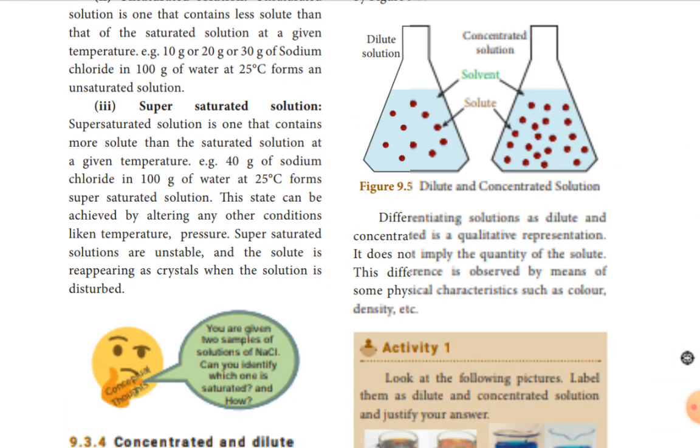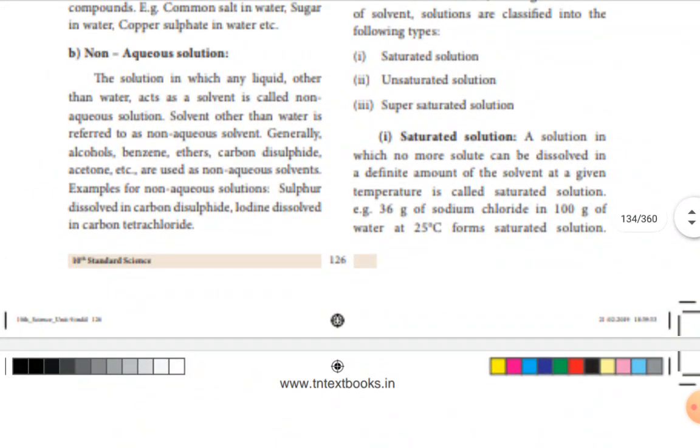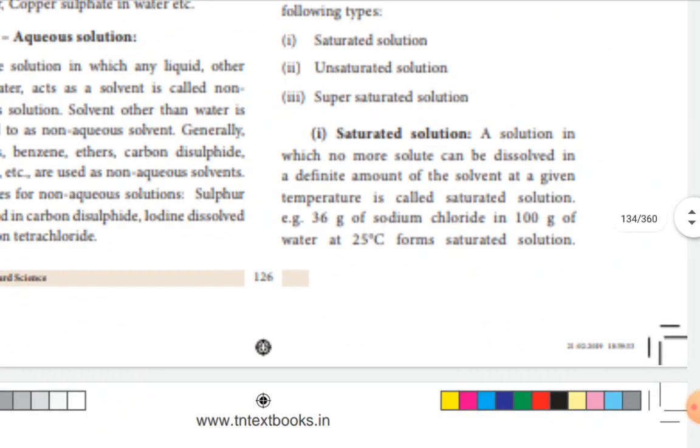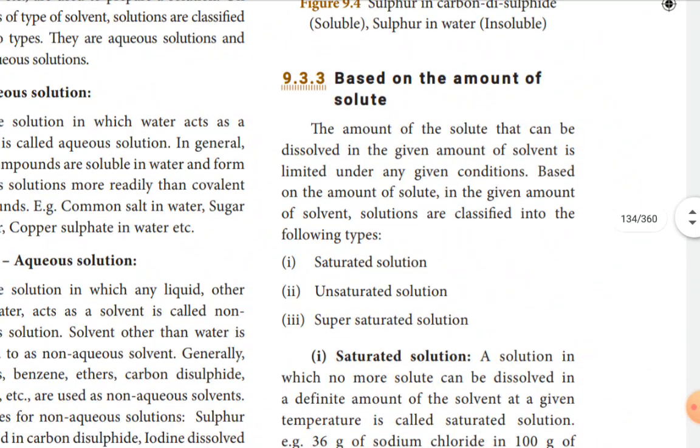So normally here it is given in page number 126, 9.3.3. Based on the amount of solid dissolved in the solvent, solutions are classified into three types. First one is saturated solution, second one unsaturated solution, and third supersaturated solution. Out of these three, first two things are asked for explanation in the first long answer. What is saturated, what is unsaturated?